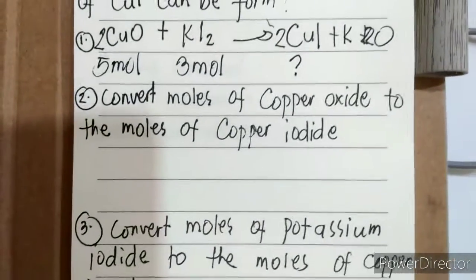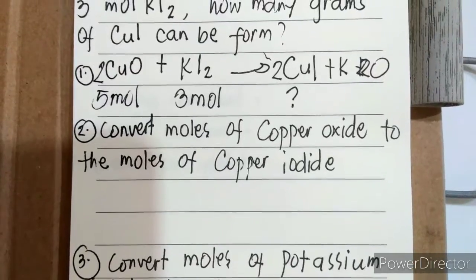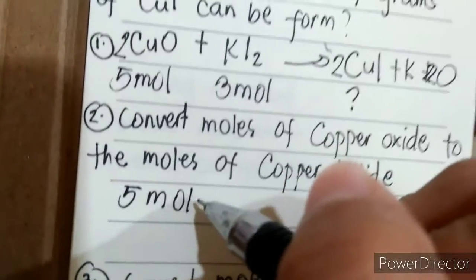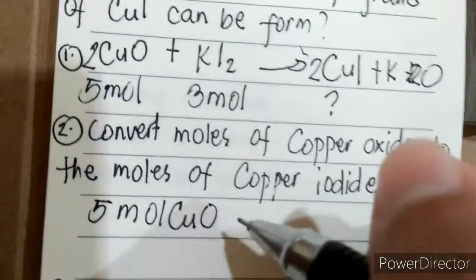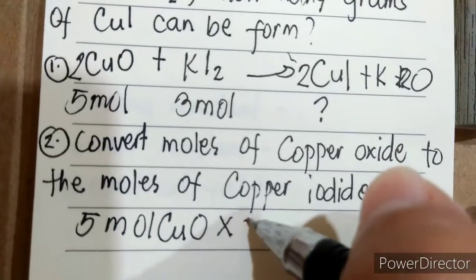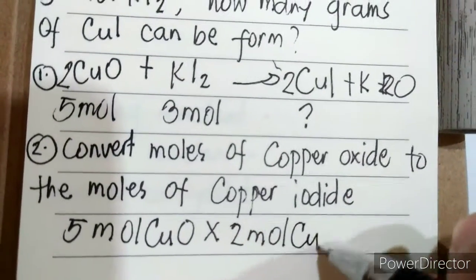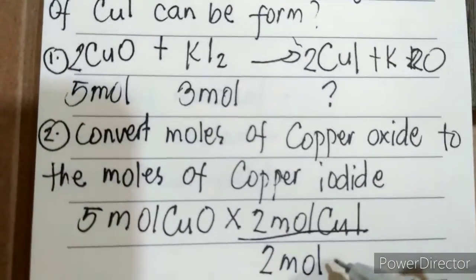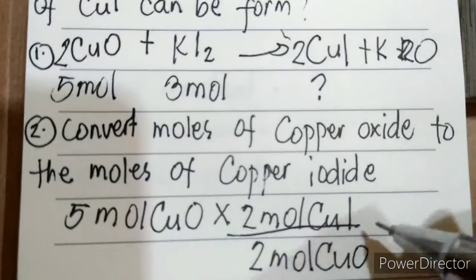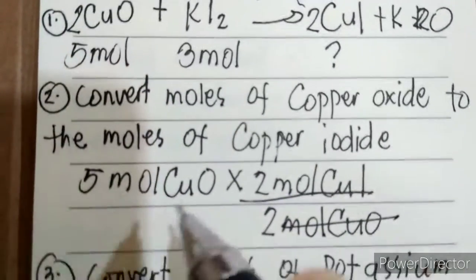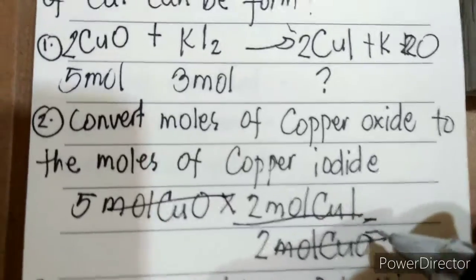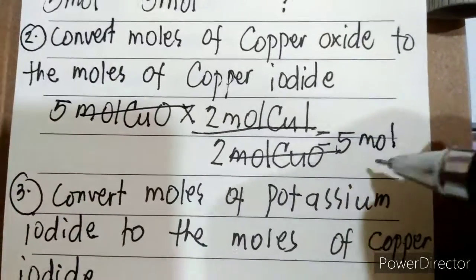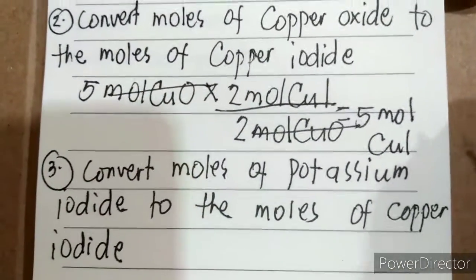The next step is to convert moles of copper oxide to the moles of copper iodide. So we need to have 5 moles of CuO times 2 moles of CuI over 2 moles of copper oxide. So we need to cancel this out. So it is equal to 5 moles of CuI, or copper iodide.